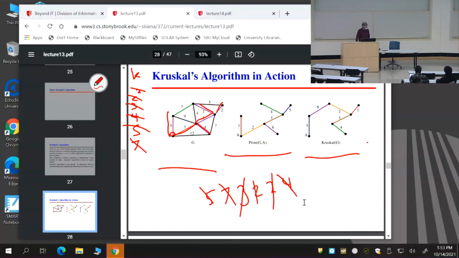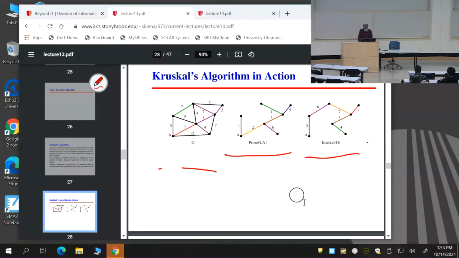Yes? If we tried Prim's algorithm at the far upper right point, will we get the same? You mean, what if I did Prim's at a different vertex? Is that what you're asking? Well, Prim's algorithm is correct regardless of what vertex you start at. Will I get a different tree?